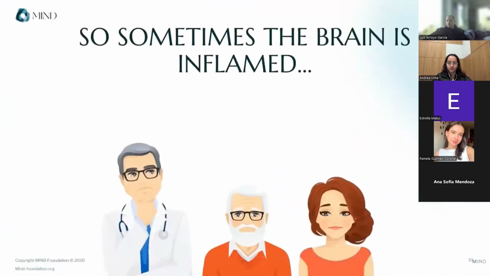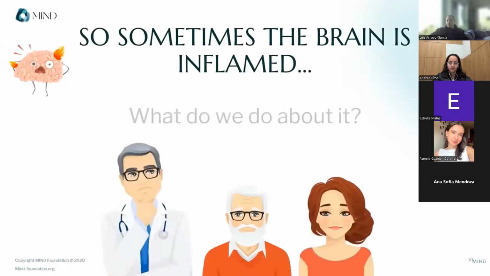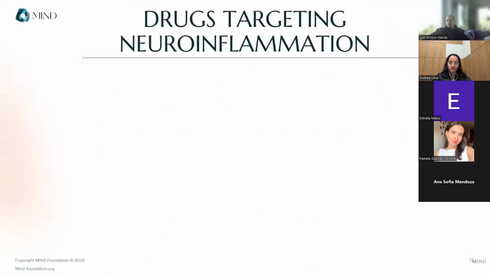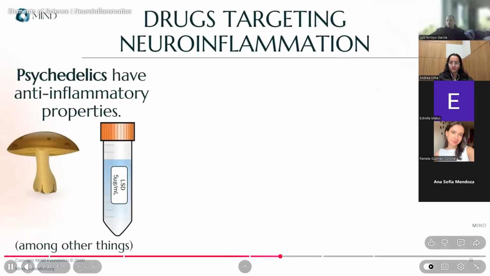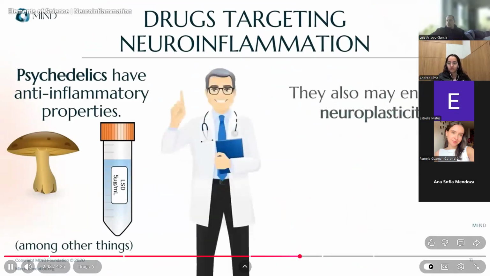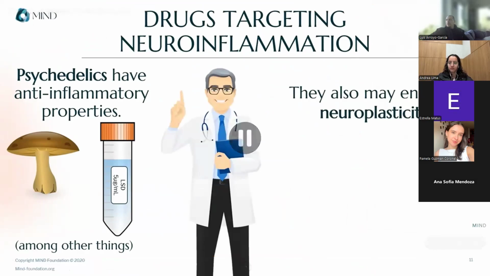All right, so sometimes the brain is inflamed, and that may contribute to disease, but what can we do about it? Well, some drugs can reduce neuroinflammation, and one surprising newcomer to this group is psychedelics, like psilocybin and LSD. Although it's certainly not what they're known for, psychedelics have rapid anti-inflammatory properties in the brain, and especially when combined with their potential ability to enhance neuroplasticity in certain brain regions, this makes them a potential.